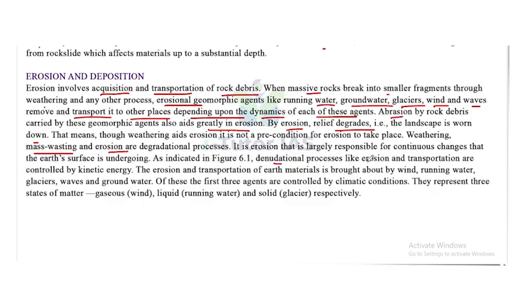Denudational processes like erosion and transportation are controlled by kinetic energy. The erosion and transportation of earth material is brought about by wind, running water, glaciers, waves, and groundwater. Of these, the first three agents are controlled by climatic condition. They represent three states of matter, that is gaseous wind, liquid running water, and solid glaciers respectively.